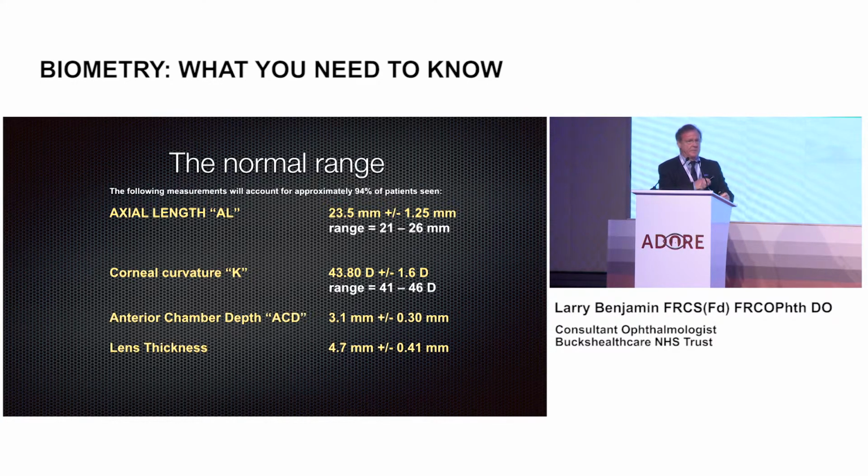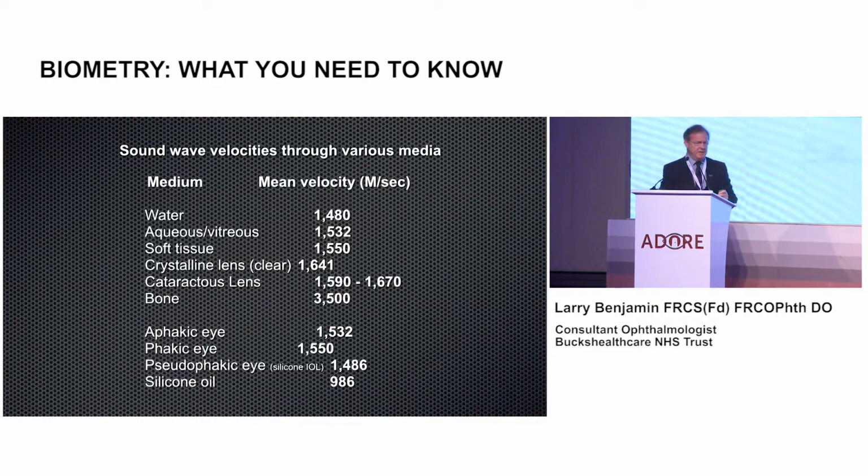The human eye is somewhere between 21 and 26 millimeters in 94% of patients, 23 being the average. Corneal Ks round about 41 to 46, again about 43, 43 and a half. Anterior chamber depth is about 3 millimeters, and the lens thickness is around about half a centimeter, 5 millimeters. And knowing those things in your head means that when you come to look at the biometry before you do the operation for each patient, if something's abnormal, it will flag up in your mind as something to check. So learning the normal measurements are quite important.